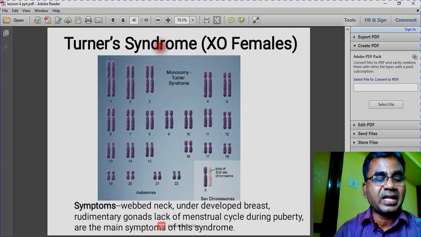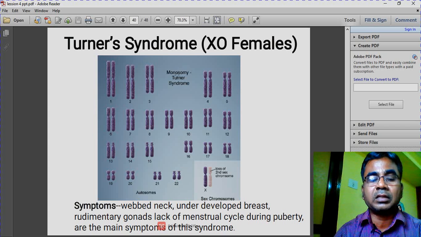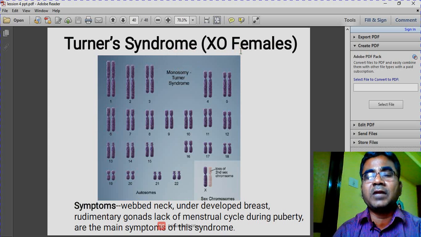The females are sterile, with low stature, webbed neck, underdeveloped breasts, and rudimentary gonads. Gonads are not much developed. They are in the rudimentary condition, not well developed. As a result, they will be sterile, and also there will be no menstrual cycle. So they are not reproductively mature. Persons affected by Turner syndrome are all sterile females. They are unable to reproduce.